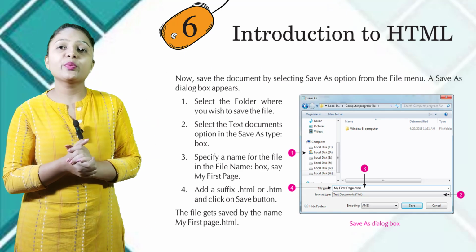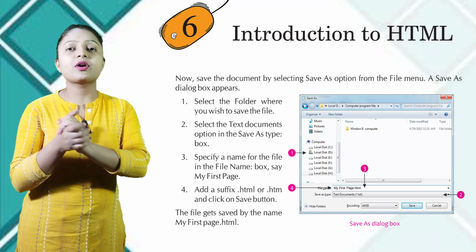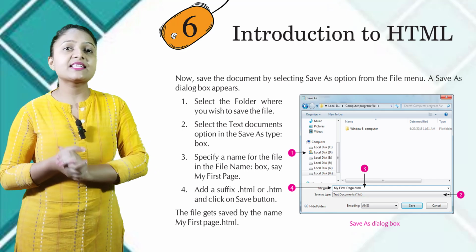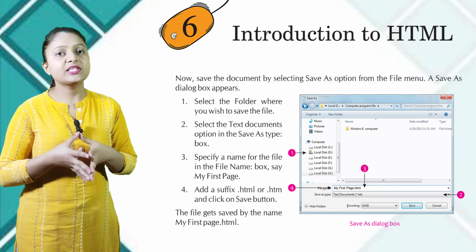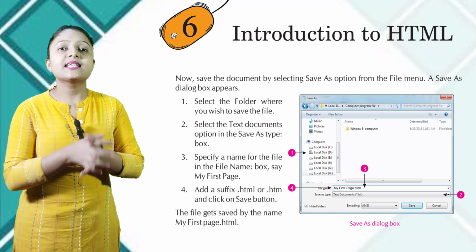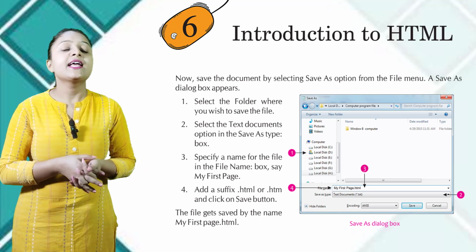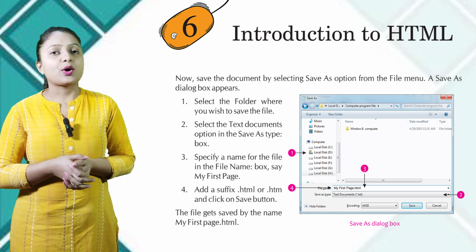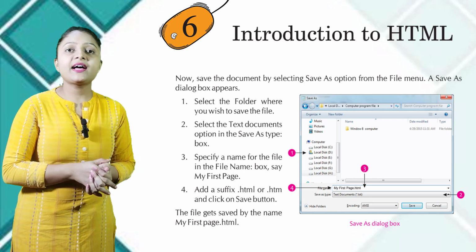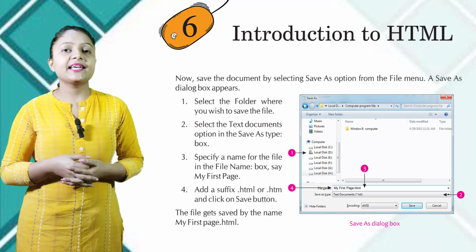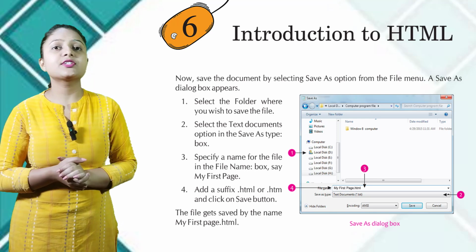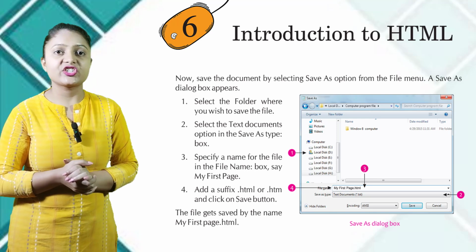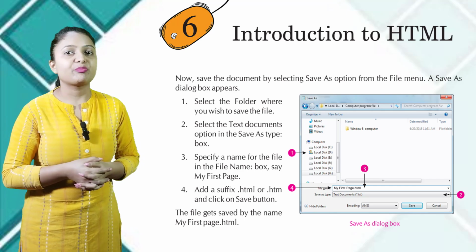Now save the document by selecting the Save As option from the File menu. A Save As dialog box appears. First, select the folder where you wish to save the file. Second, select the Text Documents option in the Save As Type box. Third, specify a name for the file in the File Name box, say My First Page. Fourth, add a suffix .html or .htm and click on the Save button.